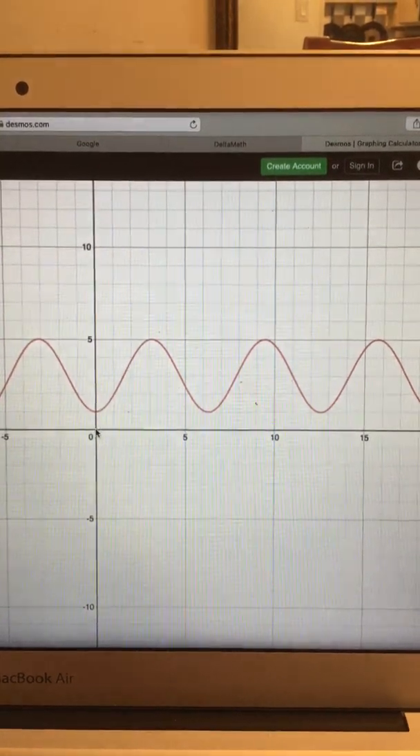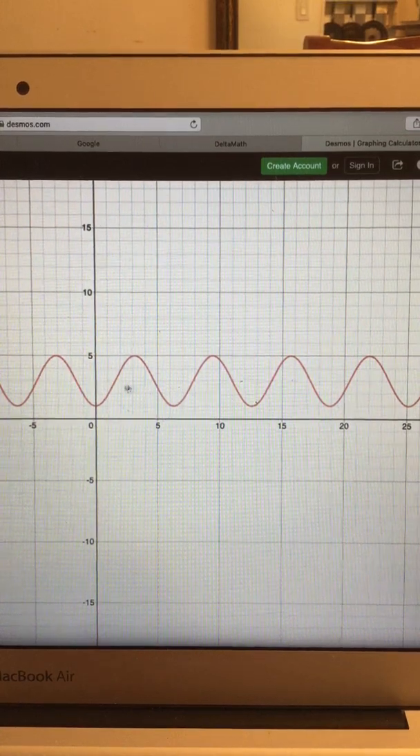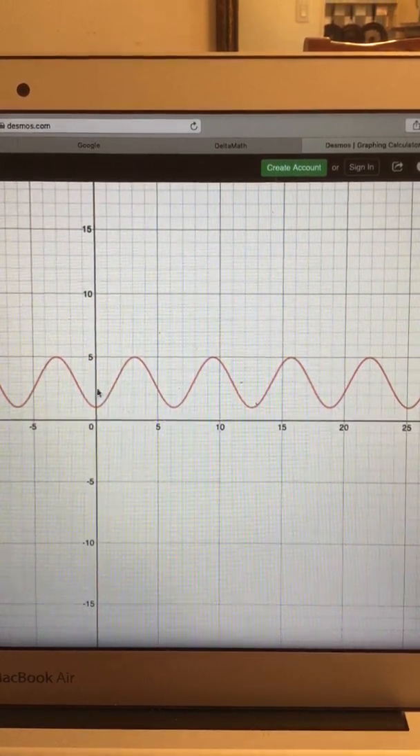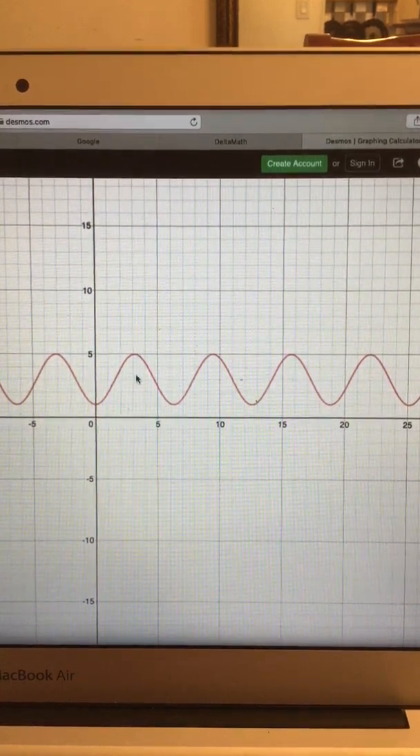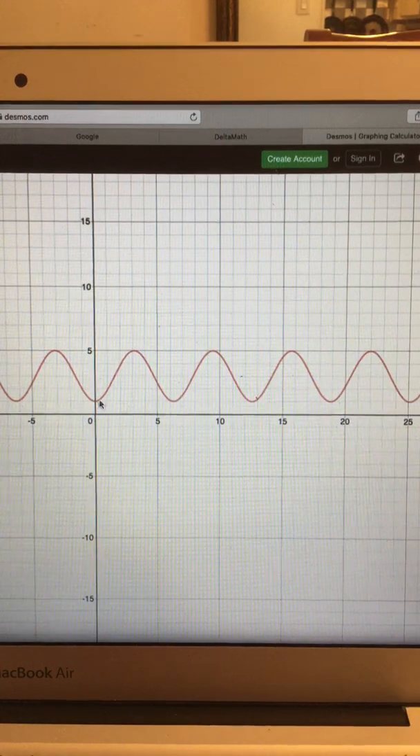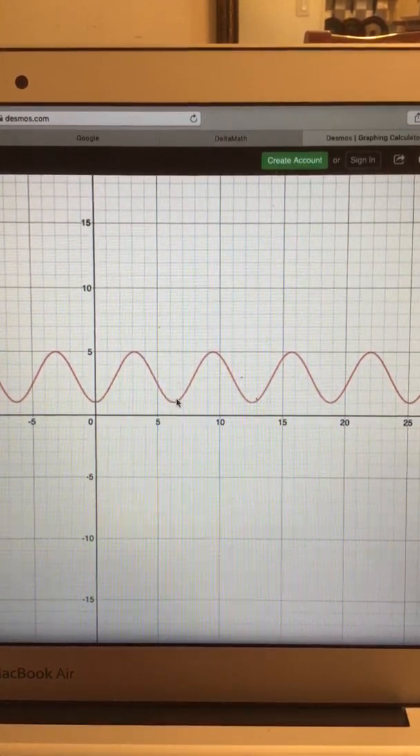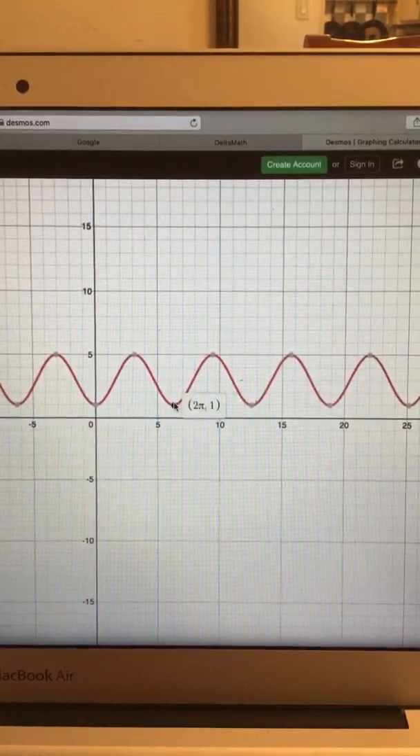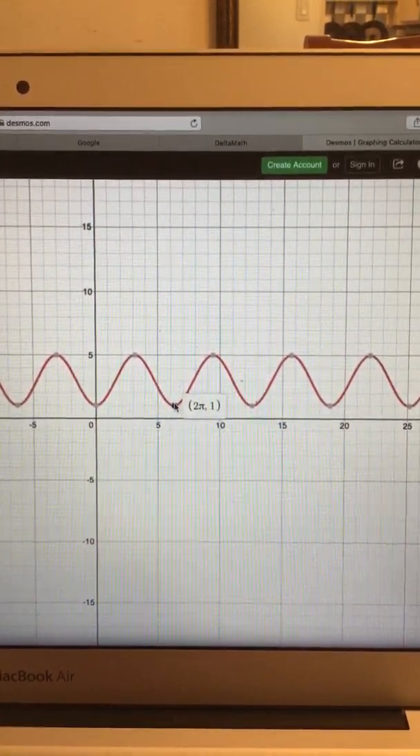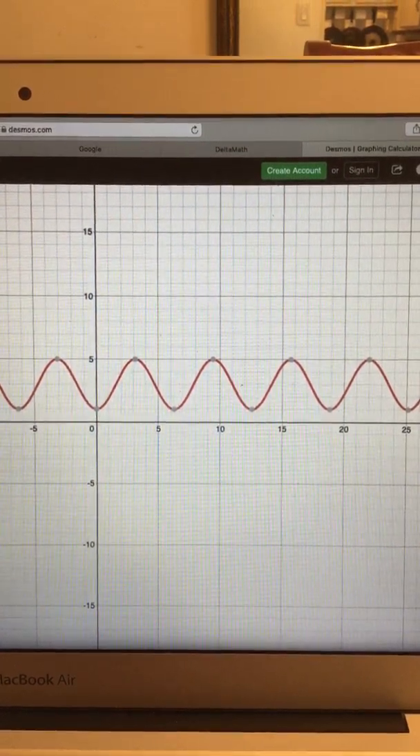Oh, where's this axis gone? The midline of this wave is up here at 3. And what's the amplitude? Well, from the 3, it goes up 2 and down 2. What's the period? It starts here. This one starts to repeat here. Desmos says at 2 pi. So the period has not changed. The period is still 2 pi. Okay, get rid of that.